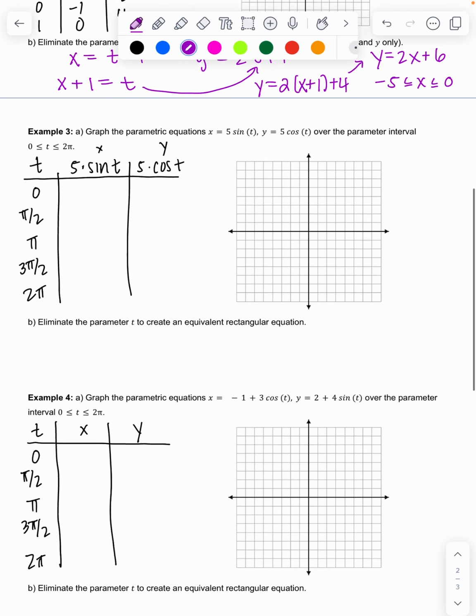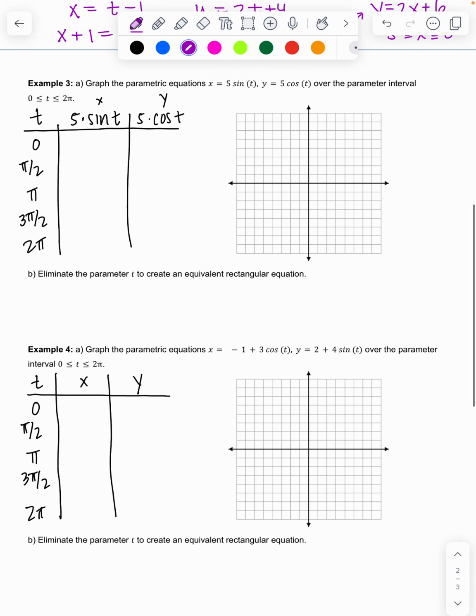So the table just takes a little bit longer to fill out, but we still take the same approach when we create our table and graph those points. So if my x is now 5 times sine of t and y is 5 times cosine of t, we're going to do the intervals from 0 to 2 pi. I already created those intervals, and just like our unit circle, we use those nice clean points.